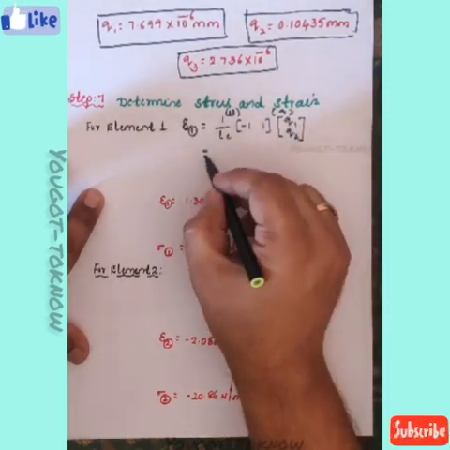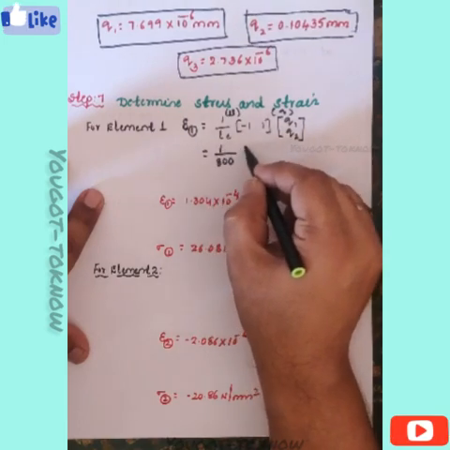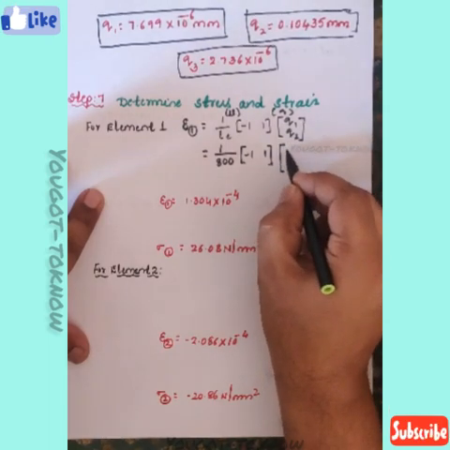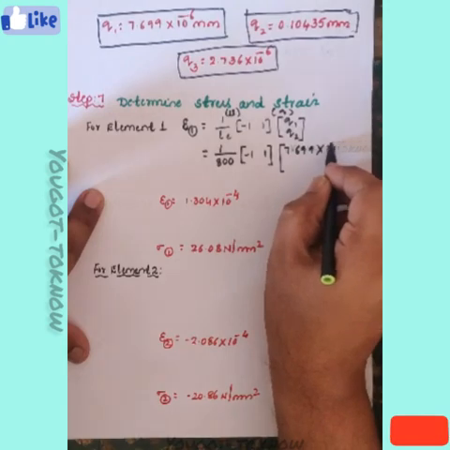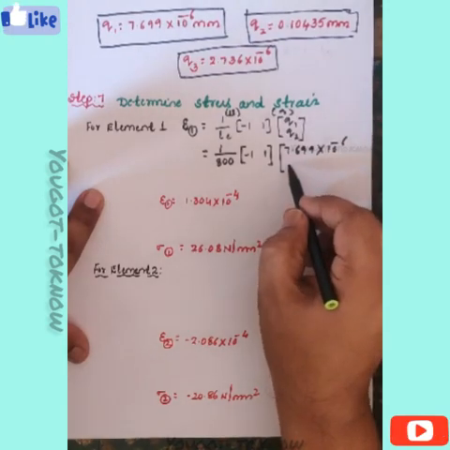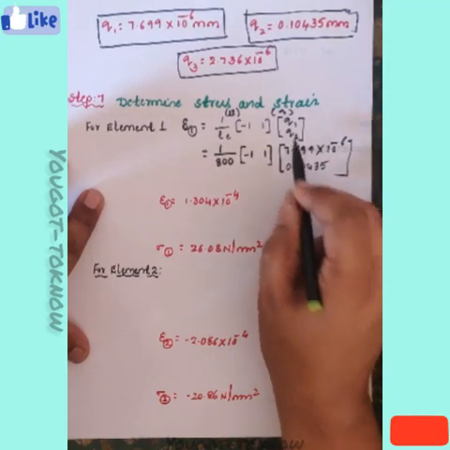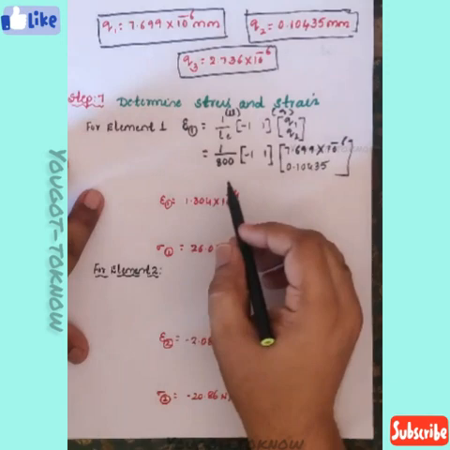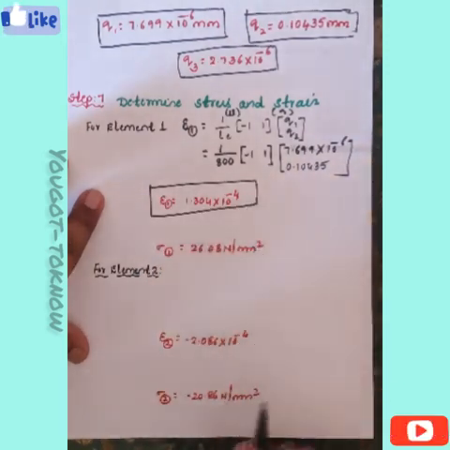Why element number 1? See, what is element number 1? What is the length of element number 1? 800, that is steel. 1 by 800 [−1 1]. If you substitute, what is Q1 Q2? Q1 is 7.699 into 10 power minus 6, and Q2 is 0.10435. You may ask me why Q1 Q2? Because element number 1 has displacements Q1 and Q2. So if you solve this, you are going to get the strain value this much.